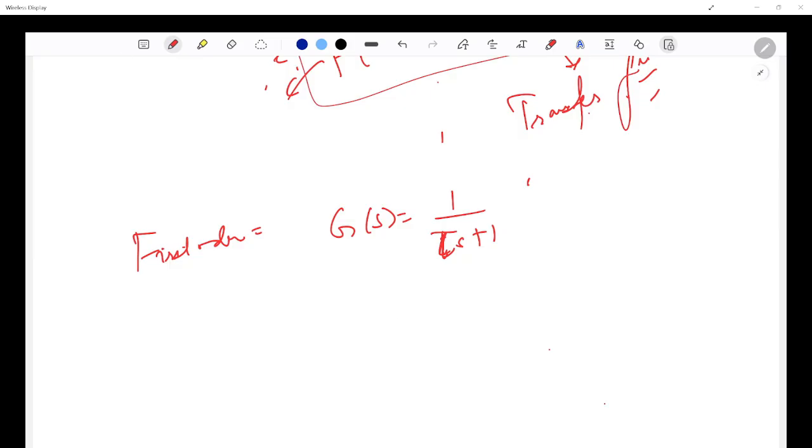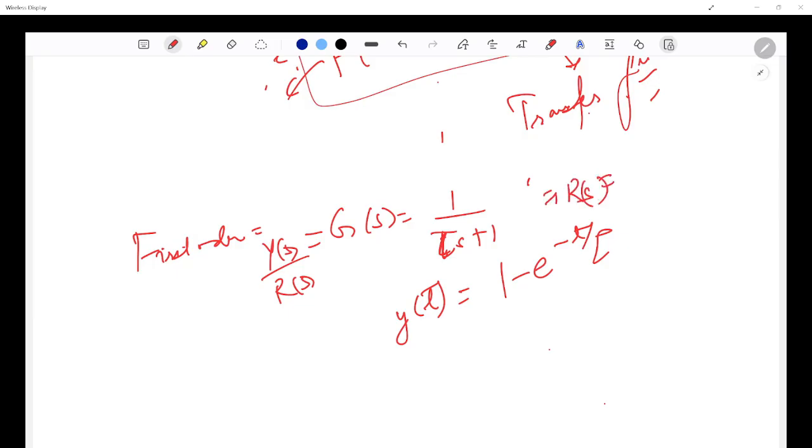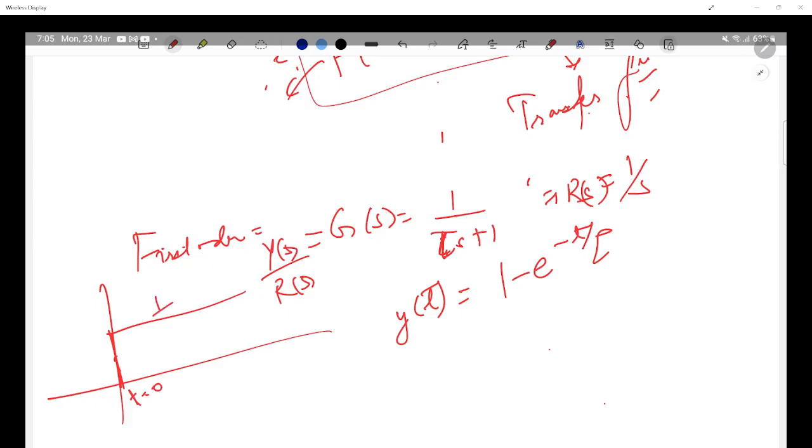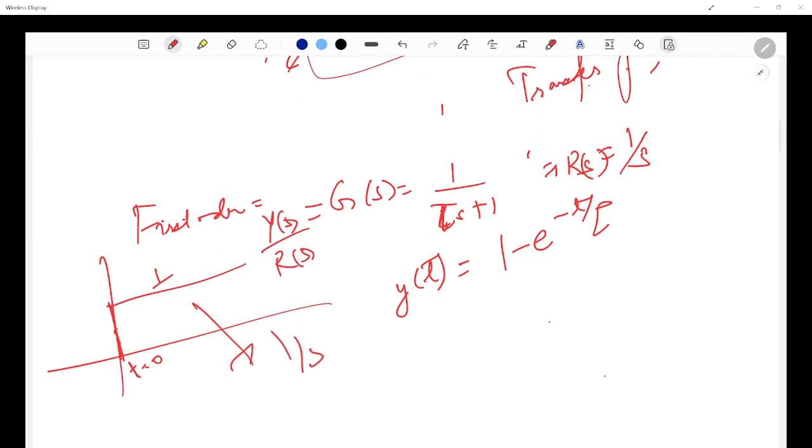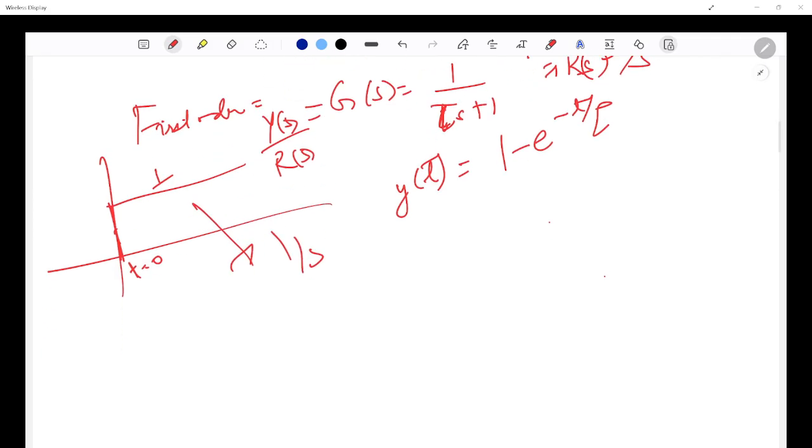So this is basically equal to Y(s) upon R(s). Your y(t) is essentially 1 minus e to the power minus t by tau. This comes after you solve it for a step input, only if your R(s) is a step input. Step input means it is 0 and then at t equal to 0 it switches to 1, so its Laplace transform is 1 upon s. I'm not going into detail.